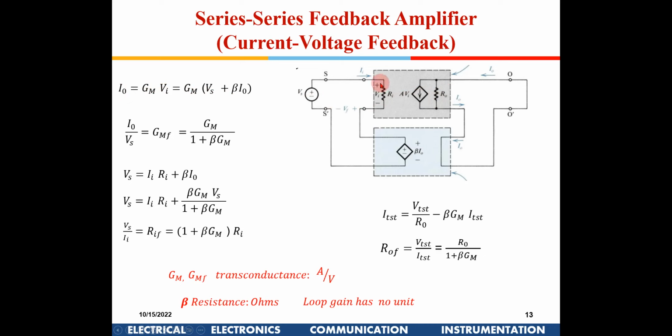This voltage VI, right? And I am taking that current, converting it into voltage and giving it in series out here, right? So now this becomes Vs plus beta I0 here, because what is this feedback network doing? It is sampling the current and converting it into voltage. So I am writing beta into I0 here, right? Now I0 by Vs with feedback will come as, GM was the initial one, now it will come as GM divided by 1 plus beta GM.